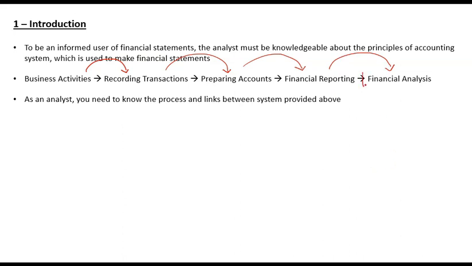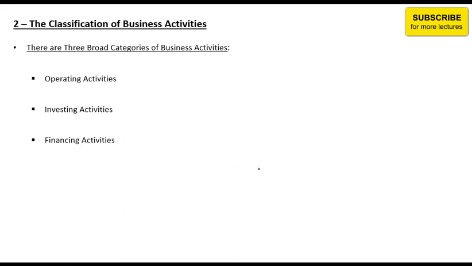So your job is to perform financial analysis, but in order for you to perform financial analysis, you need to know this whole process, so that you are able to identify any manipulation at any step, or you know what impact a particular business activity can have on financial reports, or how it can impact your profitability, or how it can impact your cash flows or earnings or any financial report. So as an analyst, you need to know the process and links between the system provided above. You are not expected to be an accountant, but for you to analyze, you need to know the accounting process.